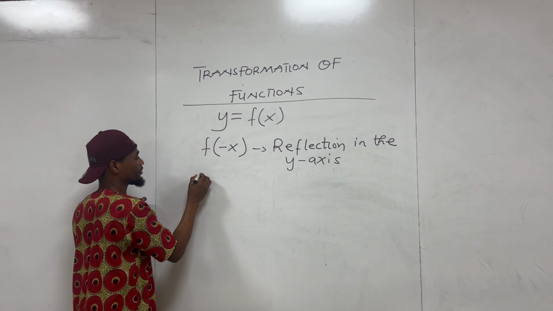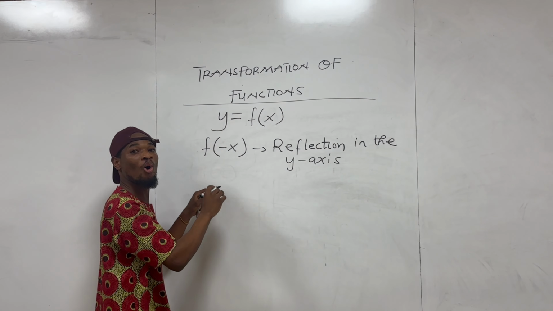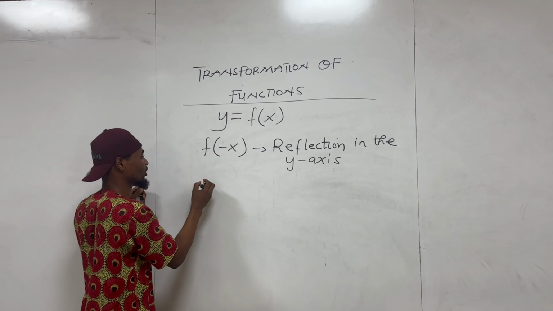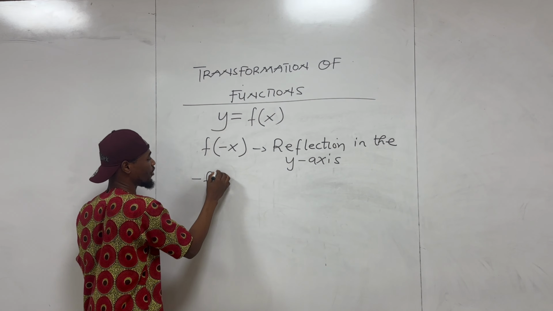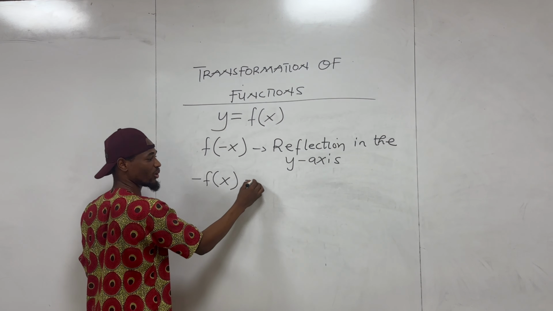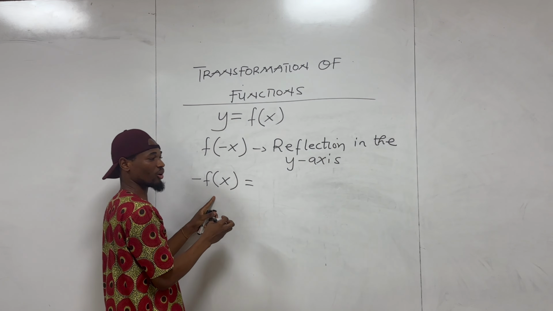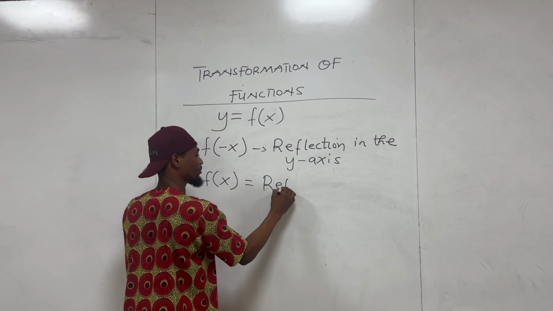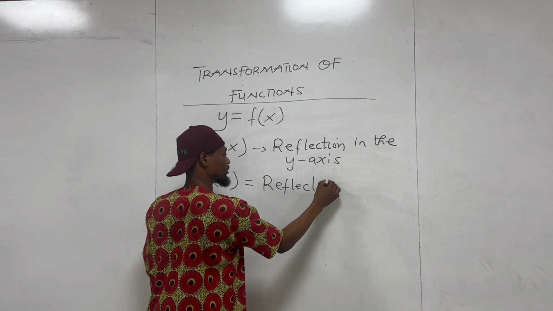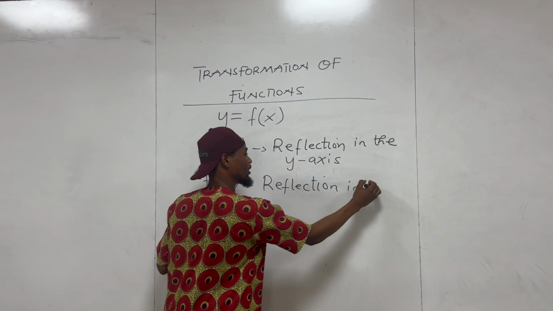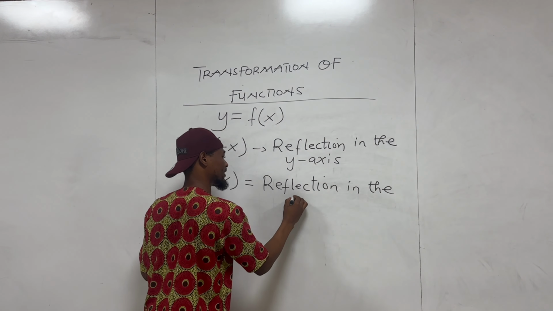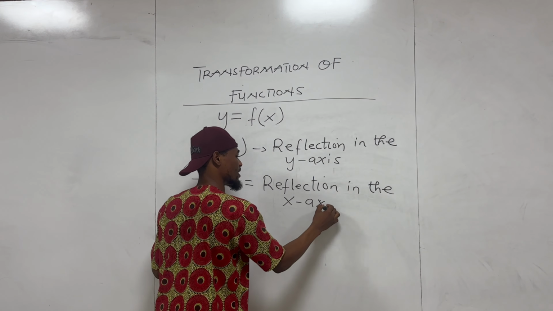So if I have this time around, if I negate the whole function, the original function, so I have negative f of x this way. So this one is what? Reflection. My reflection in the x-axis.